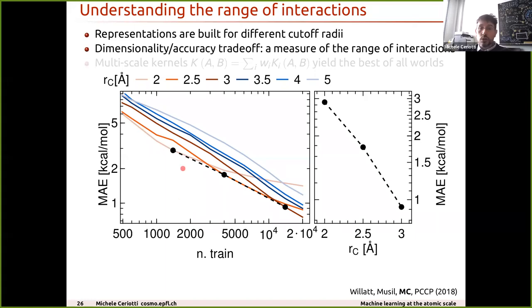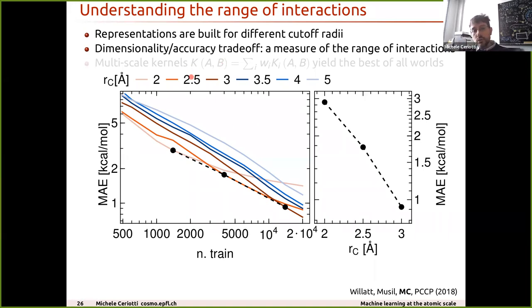And with a 2 angstrom cutoff, you can describe most covalent bonds, and you are not distracted by longer range correlations if you only use a short range cutoff. However, if you have a lot of data, you see that the learning curve saturates because it just doesn't have enough information to describe hydrogen bonds or electrostatic interactions.